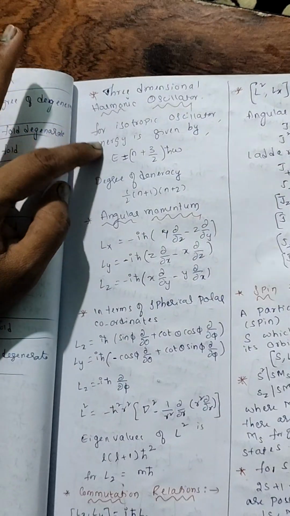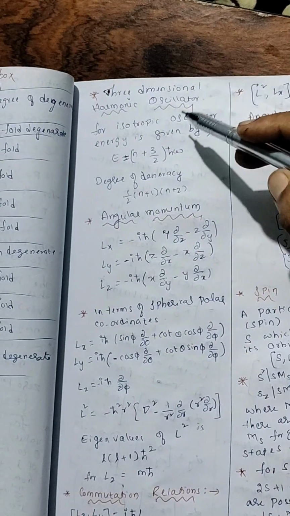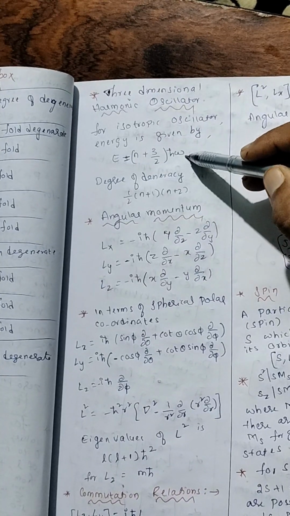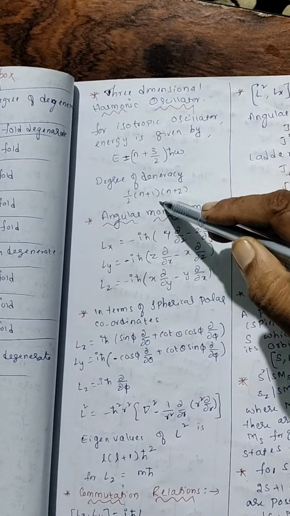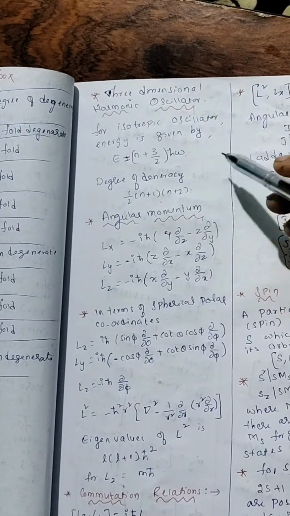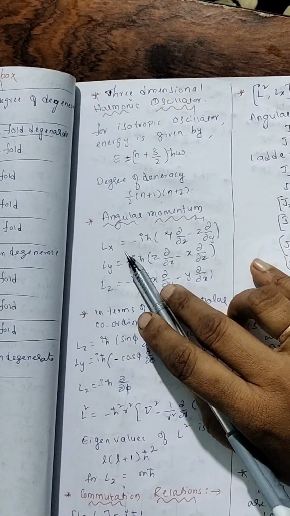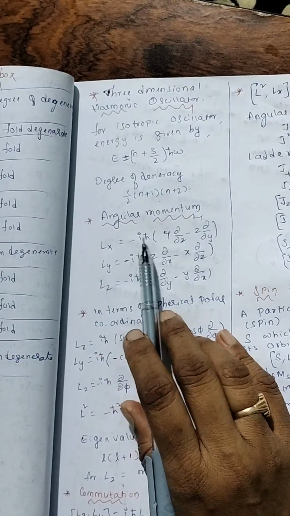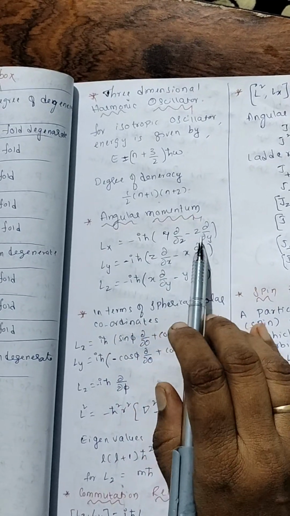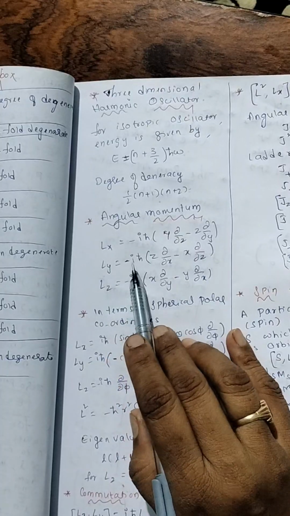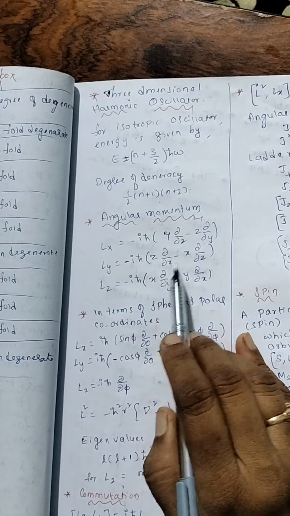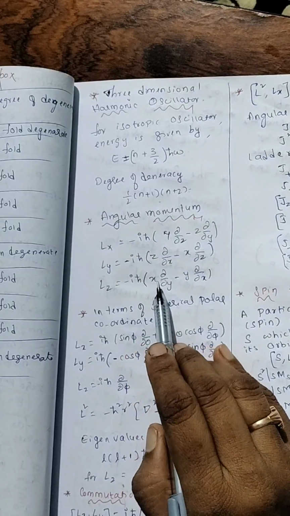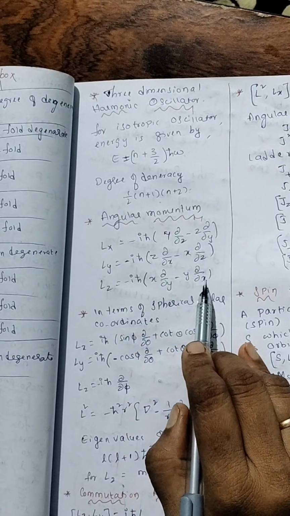3-dimensional harmonic oscillator. For an isotropic oscillator, energy is (n plus 3/2) h cut omega. Degree of degeneracy is half (n plus 1)(n plus 2). Angular momentum Lx, Ly, Lz along x, y, z directions. Lx equals minus i h cut (y dou by dou z minus z dou by dou y). Ly equals minus i h cut (z dou by dou x minus x dou by dou z). Lz equals minus i h cut (x dou by dou y minus y dou by dou x).